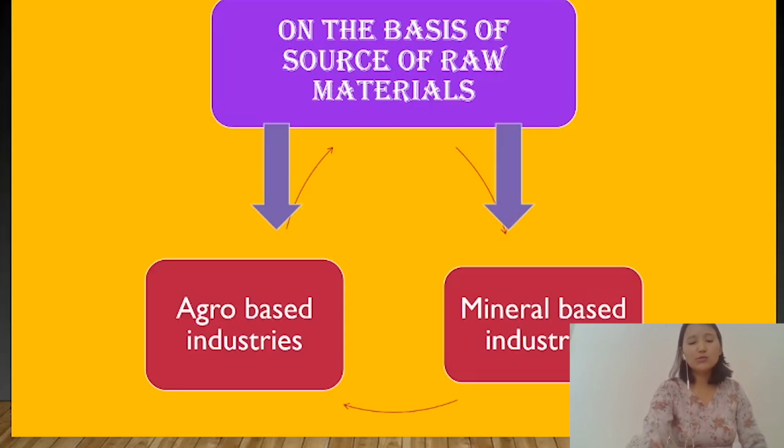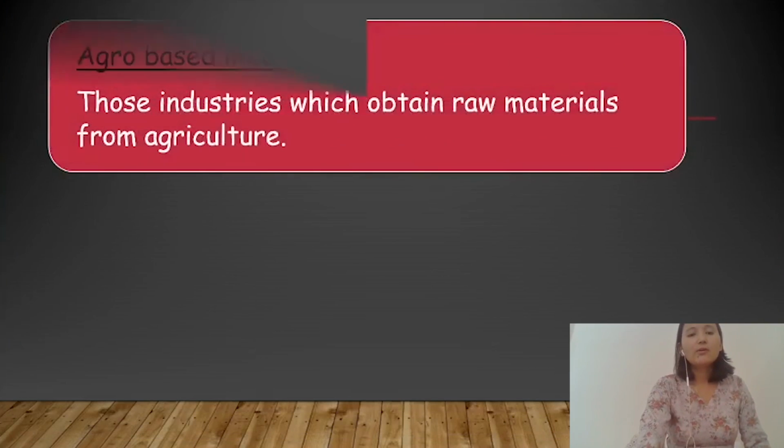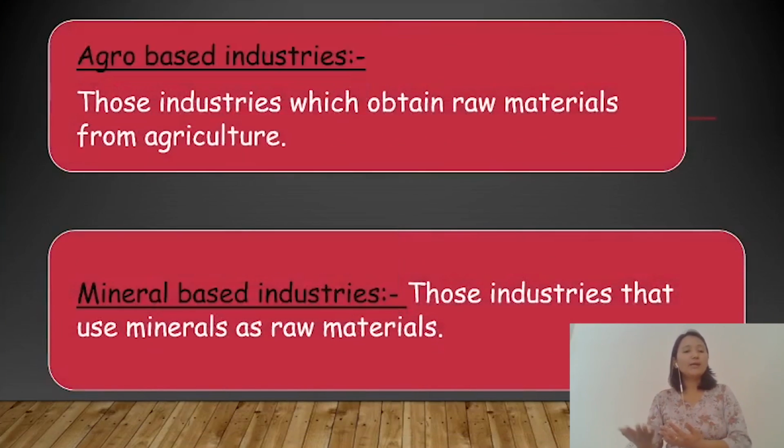So agro-based industries are those industries which obtain raw material from agriculture.